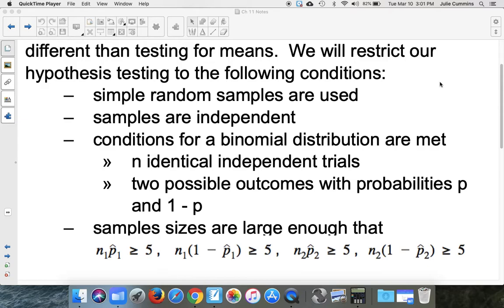And then the sample sizes are large enough that n1 times p hat 1 is at least 5, and n1 times 1 minus p hat 1 is at least 5, and the same thing for population 2. That should look really familiar from when we did the one sample population proportion hypothesis testing. It's lots of words.